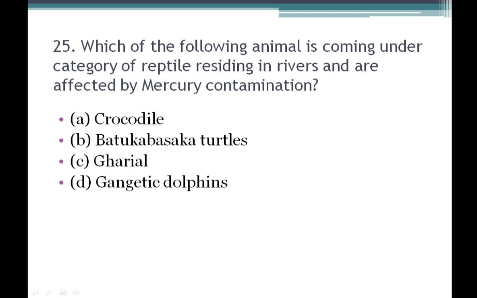Question number 25. Which of the following animals coming under category of reptile residing in rivers are affected by mercury contamination? Option A, crocodile. Option B, Batagur baska turtles. Option C, gharial. Or option D, Gangetic dolphins. So the correct option is option C, that is gharial.